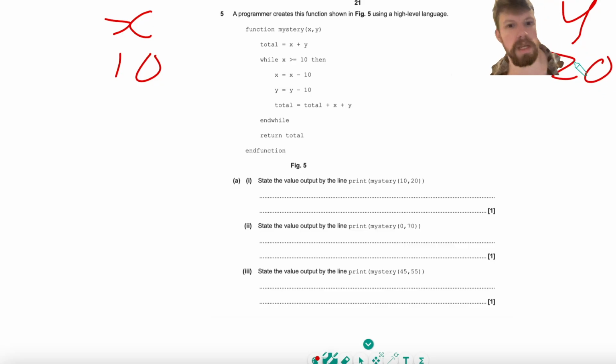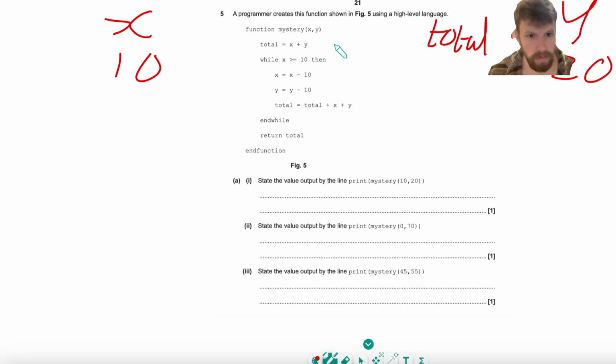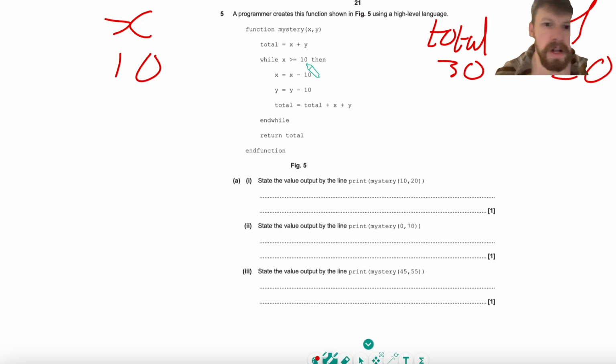Essentially what I'd be doing here is just tracking it through using a trace table. Total, you may want to put a column for that as well. So total equals x plus y, which is going to be 30, so we've got 30 stored in there. While x is greater than or equal to 10, which is true because it's equal to 10, then x equals x minus 10, so that's going to be 0. Now, the thing with this is it does have to do one loop of it before it stops. So even though the statement is now not true, it gets to the end of it and then it will stop.